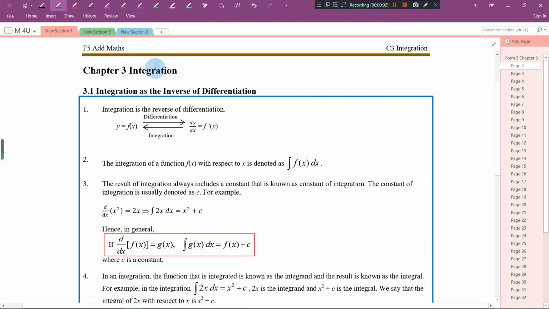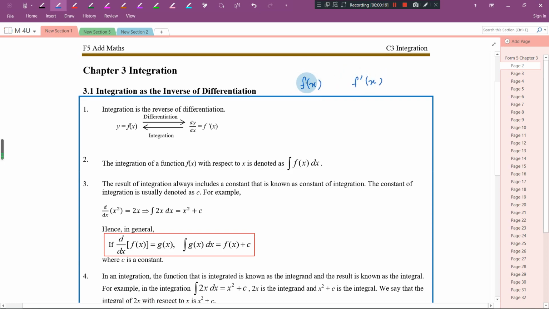Hi everybody, today let's look at integration. Integration as the inverse of differentiation. Integration is actually the reverse of differentiation. If I have a function f of x, I differentiate it, I will get f prime of x.